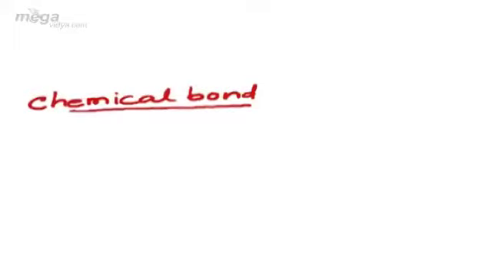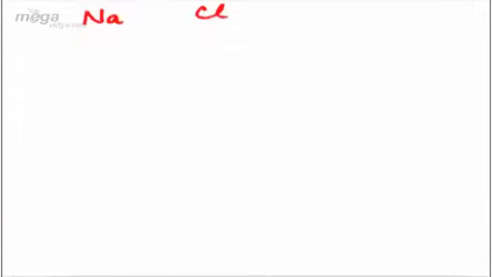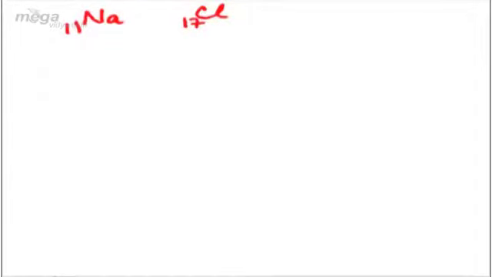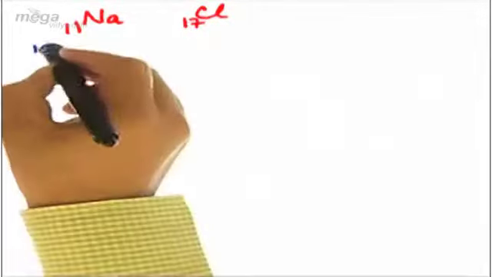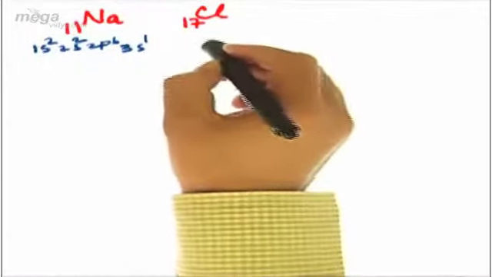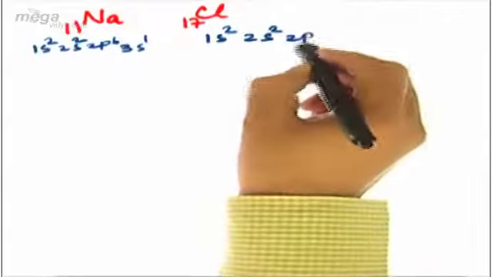Now coming ahead to the chemical bond. In case of chemical bonding, we observe that electrons are involved between the bonding atoms. Like, let us talk of Na and Cl. Now we know that the atomic number of sodium is 11 and that of chlorine is 17. So their configuration will be 1s2, 2s2, 2p6 and 3s1. For Cl we will have 1s2, 2s2, 2p6, 3s2, 3p5.